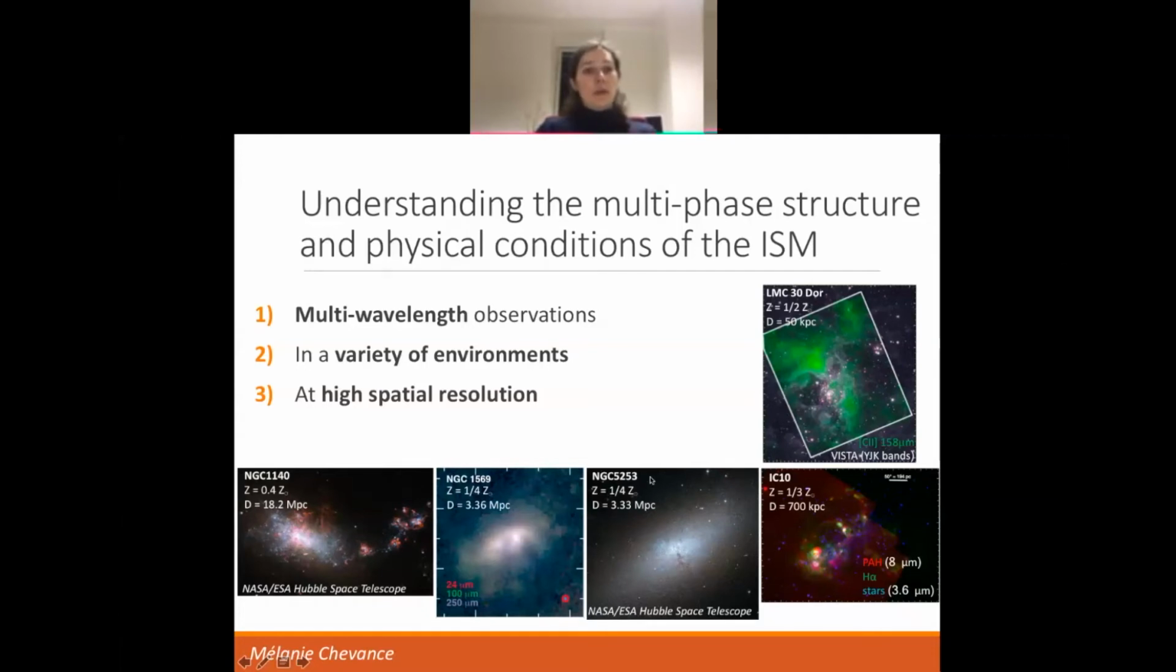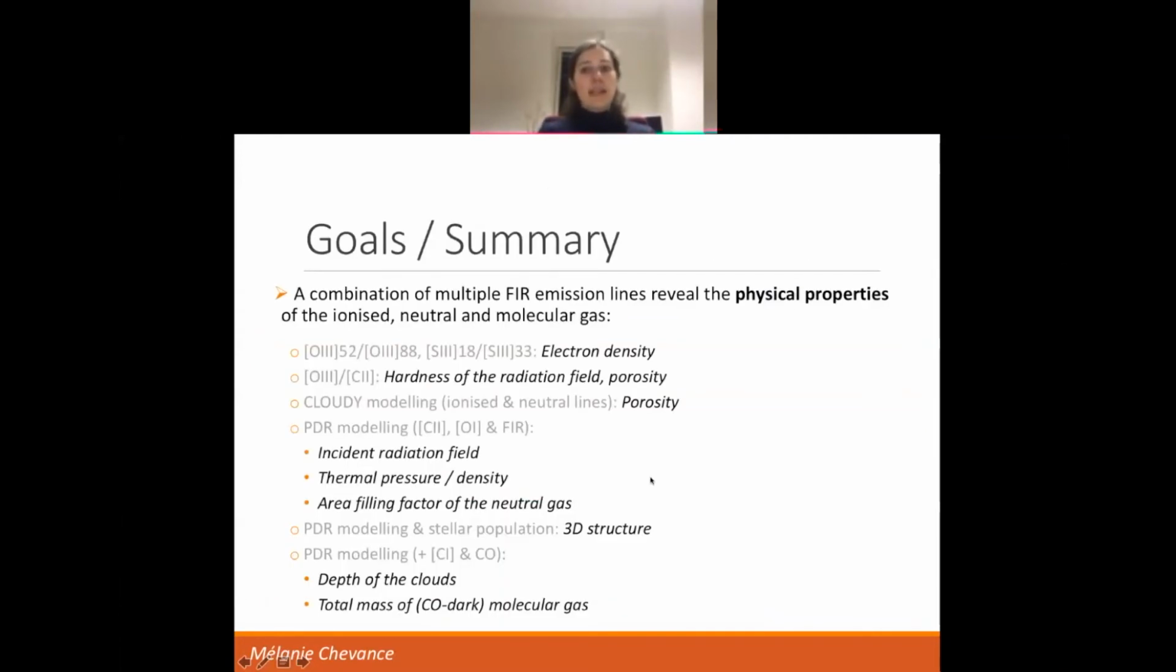Okay, so using these galaxies and these multi-wavelength observations, these are the goals that we want to achieve. This is the goals and the summary as well, because I'll show this slide at the end. So I hope I can cover all of this.